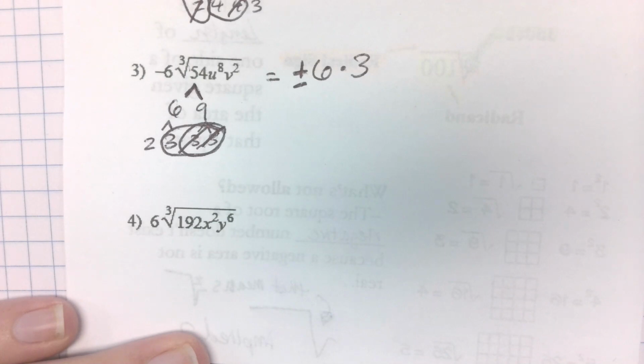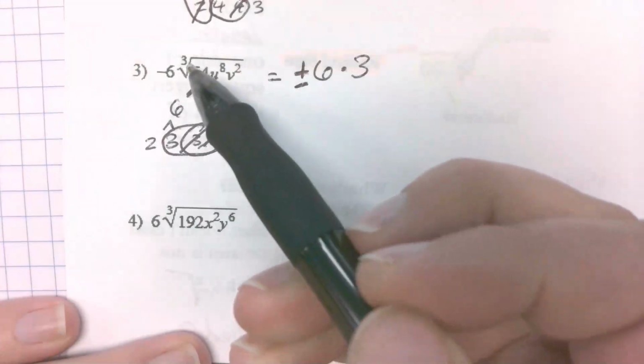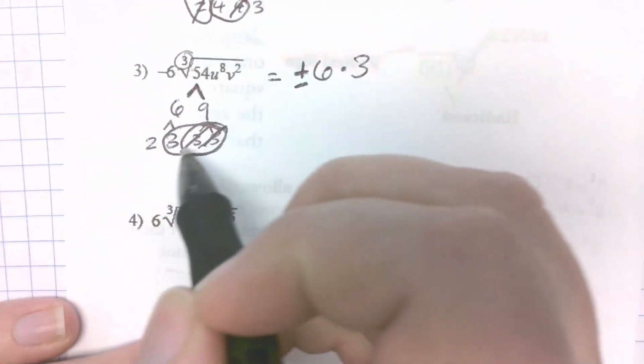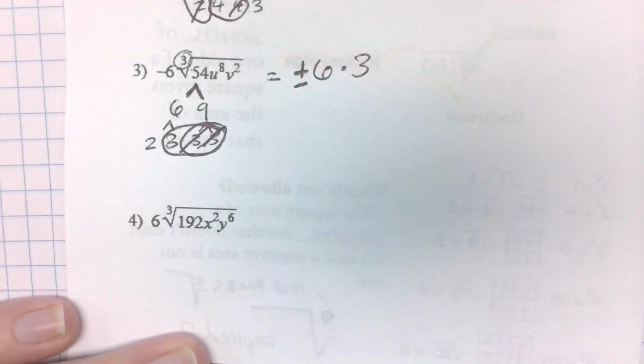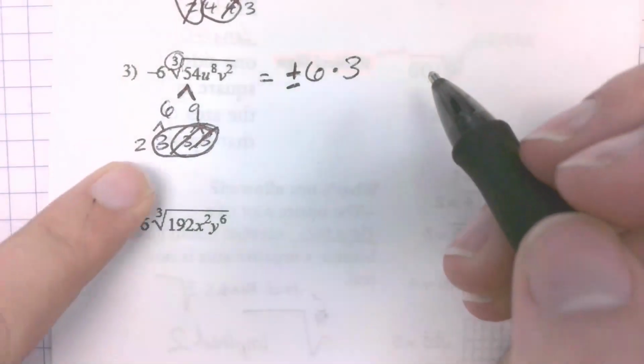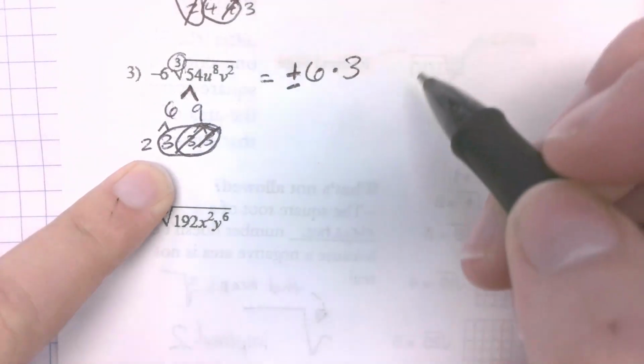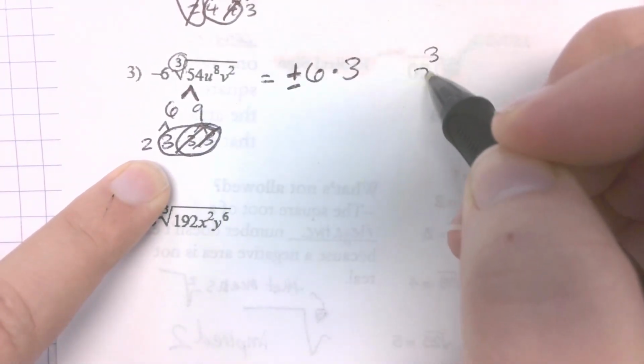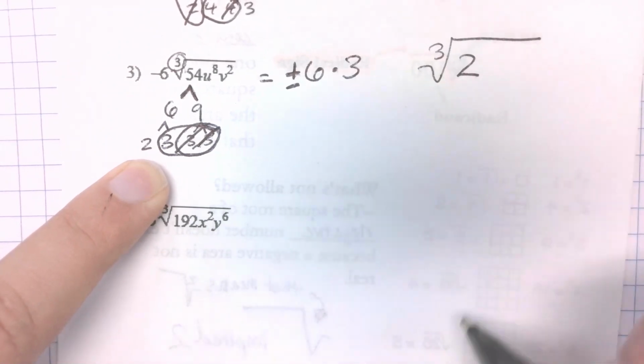You guys with me? We need a group of 3 because the index is 3. If the index was 5, I would need a group of 5. So far, so good? Where's that 2 going to go? Outside or inside? Inside. So I know I'm going to have the cubic root, and I know 2's inside.